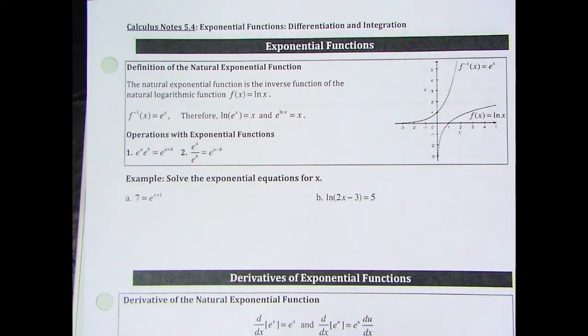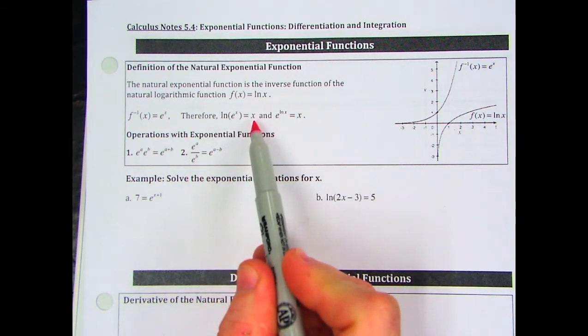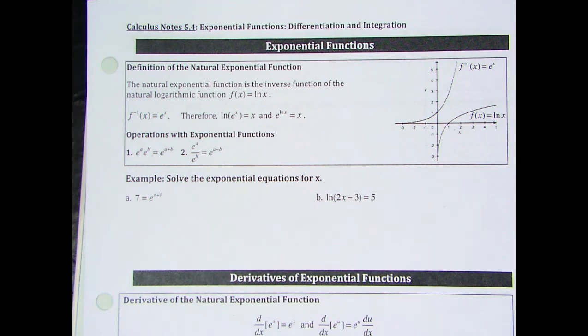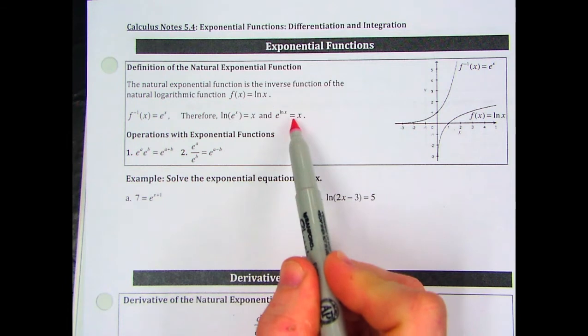It's like doing 1/2 times 2 equals 1. Okay? The same thing, natural log of e to some power is just going to equal whatever exponent that is. Another way you can look at this is e to the natural log of x is going to equal x.